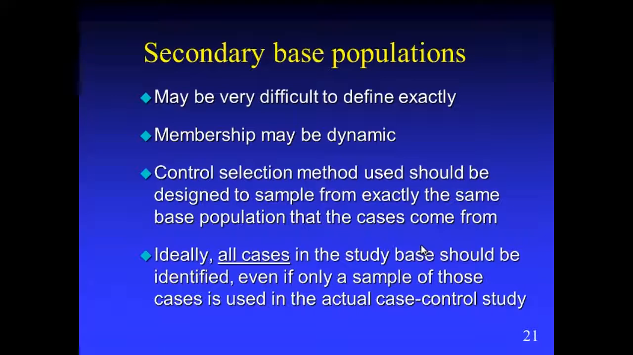So the secondary base population, as I said, can be very difficult to define exactly what it is. You can't really draw a ring around it very easily, and people come in and go from it anyway, as they do from most populations. So we just need to have a control selection method that can sample exactly the same base population as the cases, and we'll talk about that in some detail in the next talk.